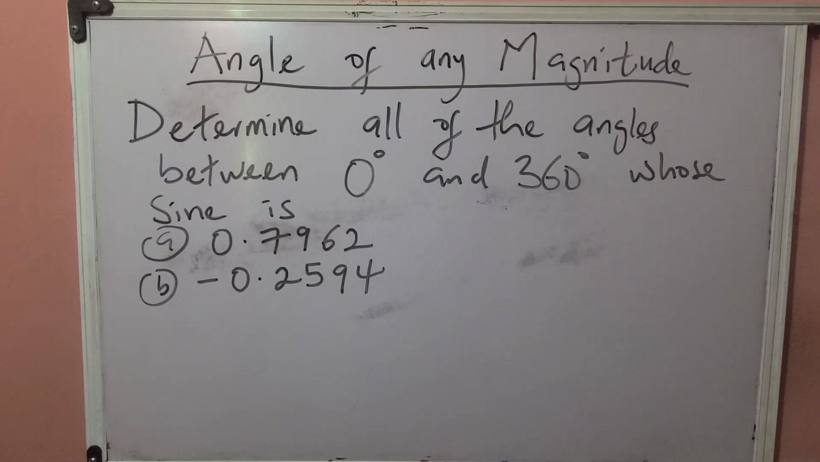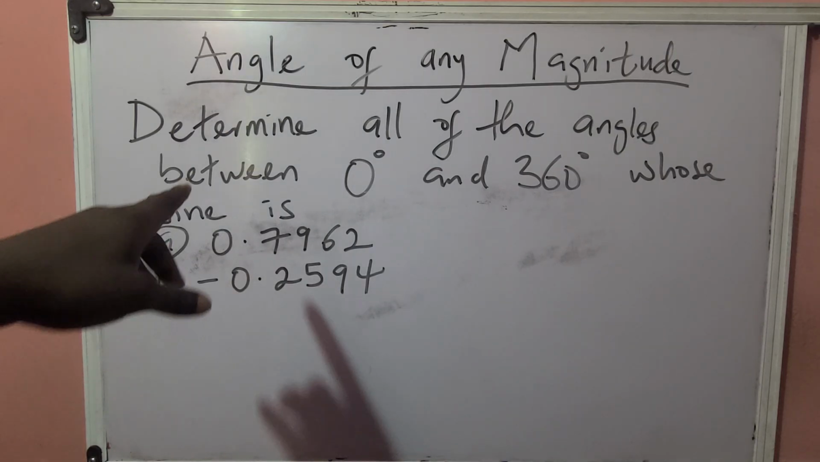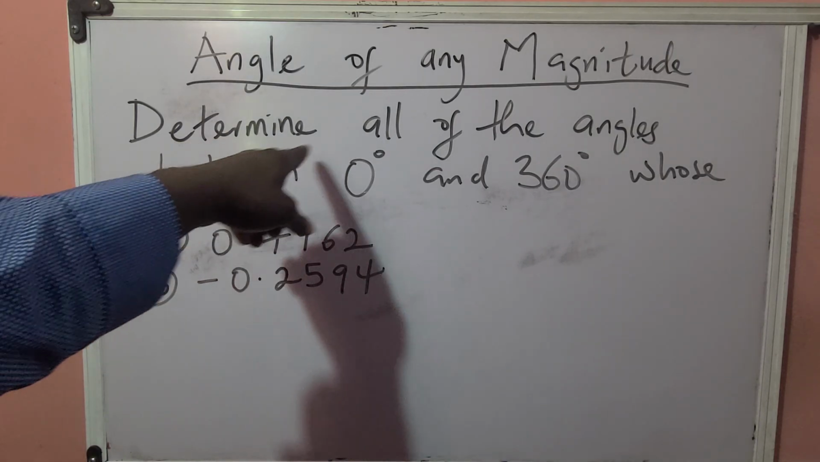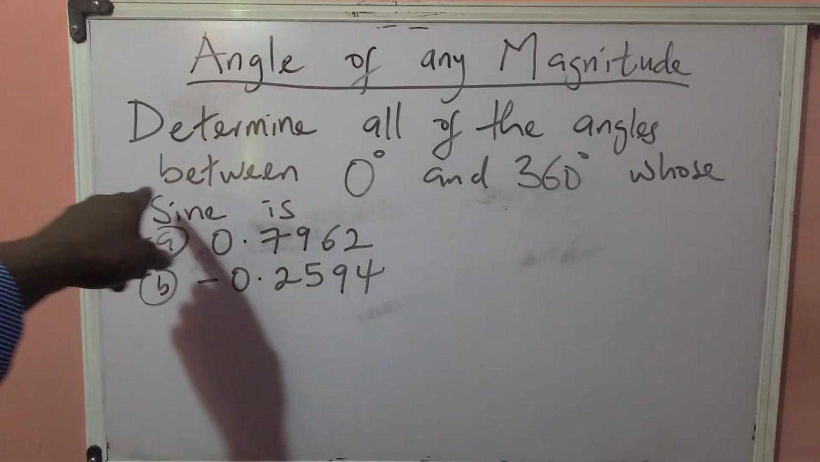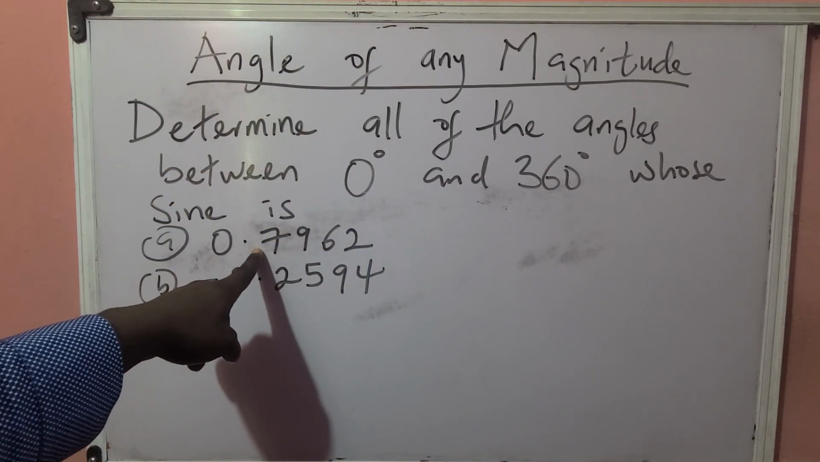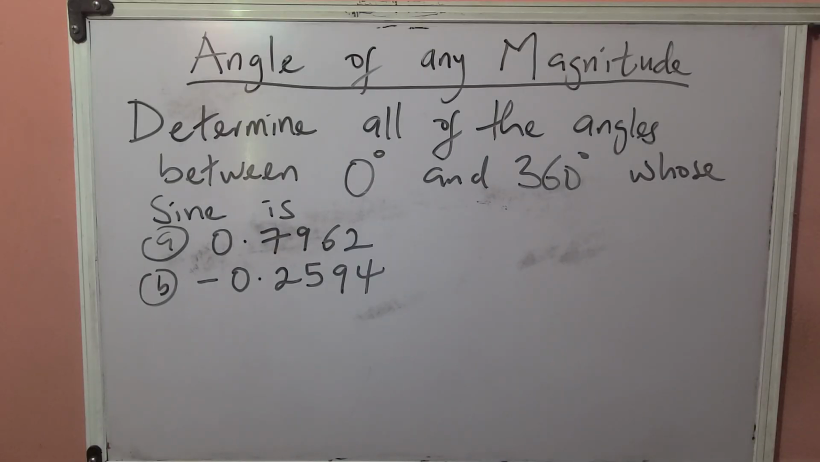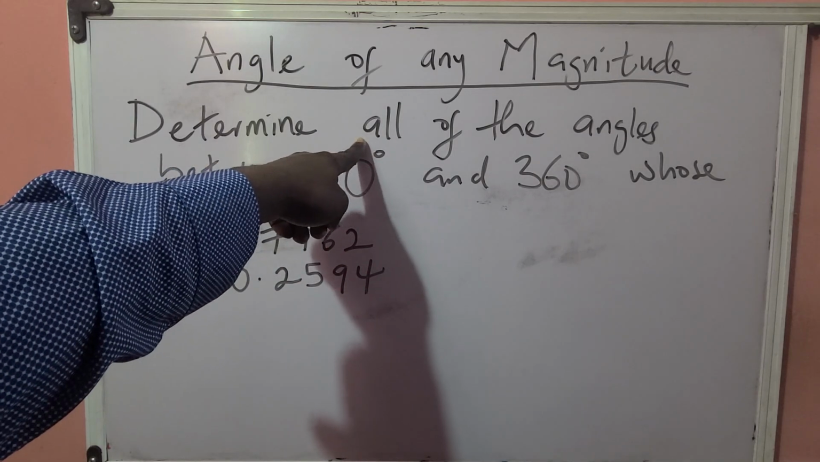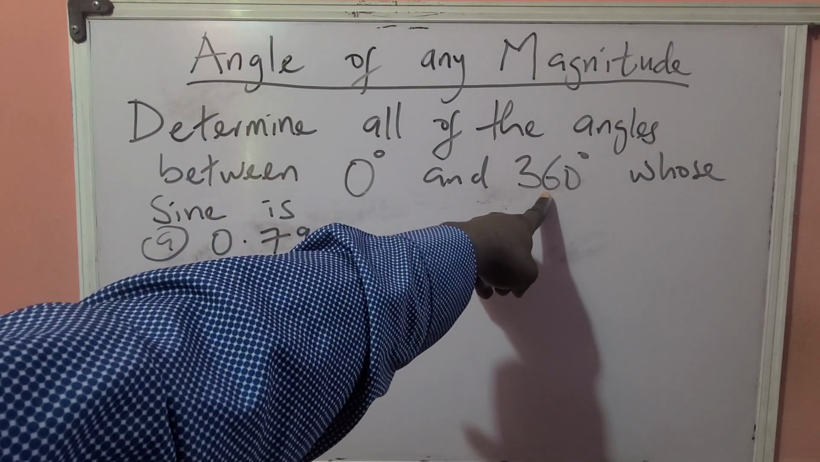All right, angle of any magnitude. Now, if you look at this particular problem we have right in front of us, we have the question written as: determine all of the angles between 0 degrees and 360 degrees, whose sine is what we have here and what we have here. Now, there is an emphasis I need you to not forget. Two emphases actually. Number one is all, and number two is 360 degrees.